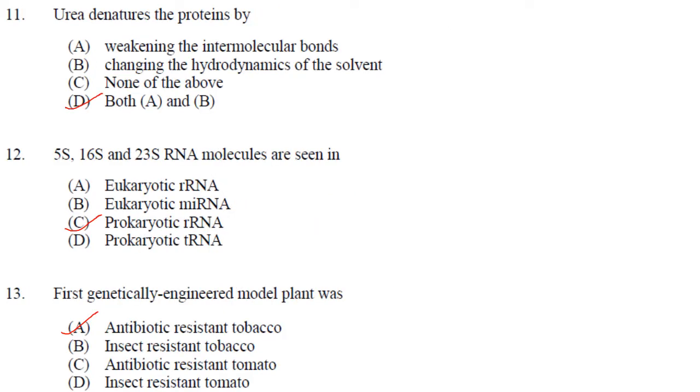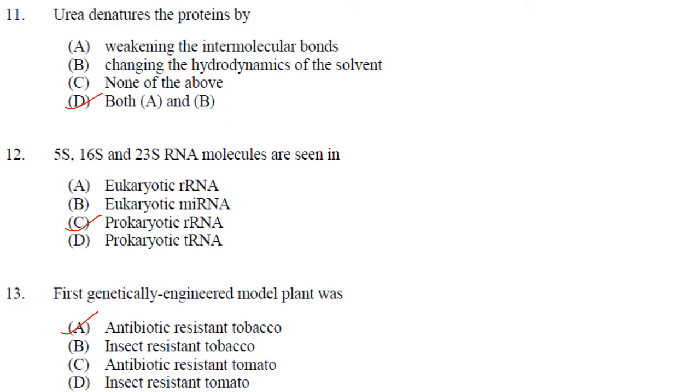Then next one, urea denatures protein by. So urea denatures protein by weakening the intermolecular bonds as well as changing the hydrodynamics of the solvent. So the answer is option D, that is both A and B. Then 5S, 16S, 23S RNA molecules are seen in. So they are usually seen in prokaryotic rRNA. Answer is option C.